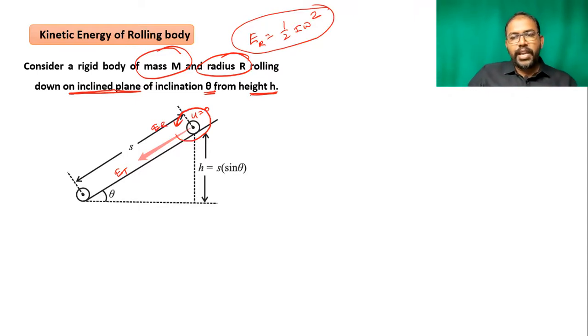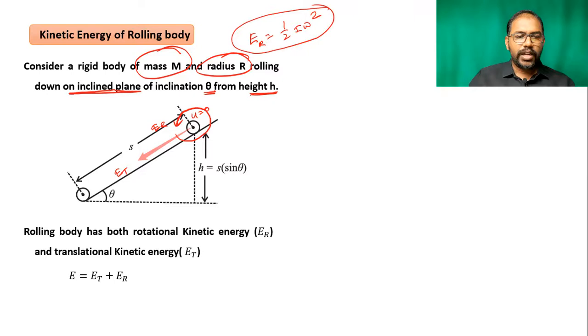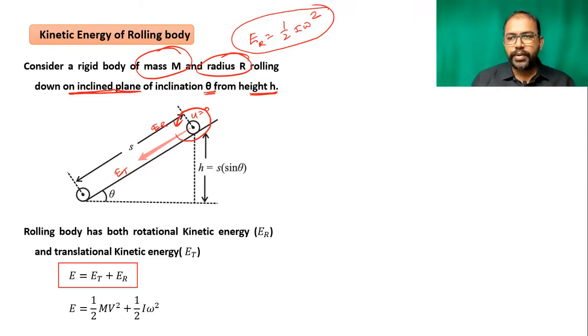So this rolling body has two kinetic energies. The first one is translational kinetic energy, meaning straight line kinetic energy, and it is rotating also, so it has a rotational kinetic energy also. So we can write total kinetic energy by this formula. Total kinetic energy is translational kinetic energy plus rotational kinetic energy. Now translational kinetic energy we already know, 1/2 mv square, mass into velocity square. And rotational kinetic energy we already derived, half I omega square. I is the moment of inertia and omega is the angular velocity.